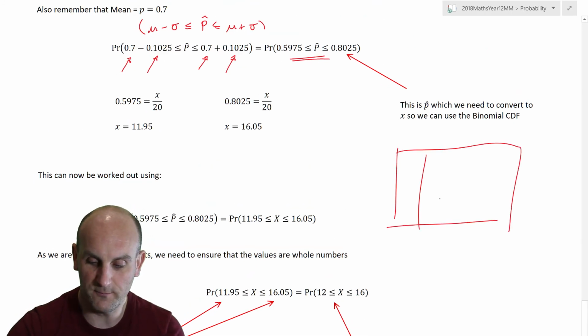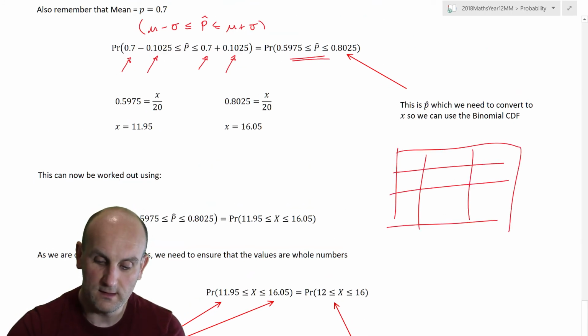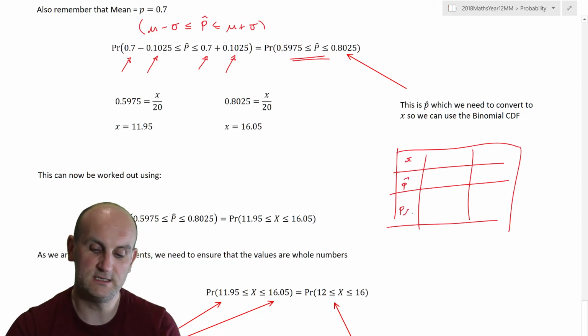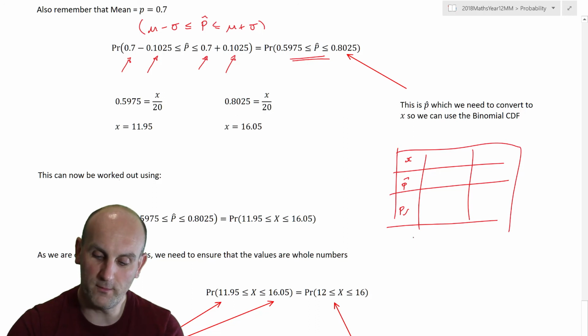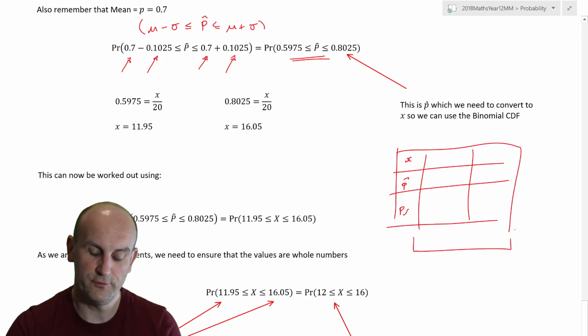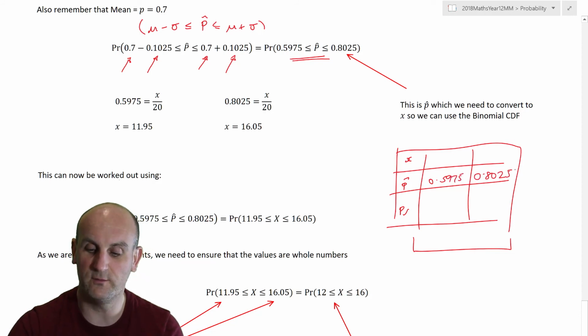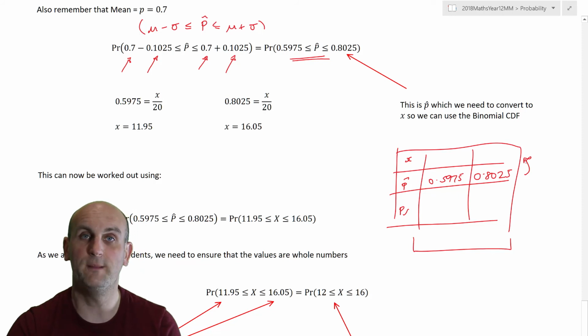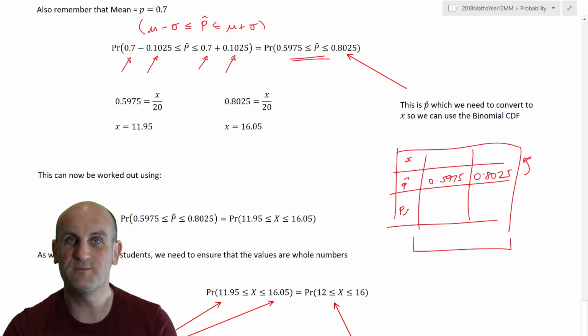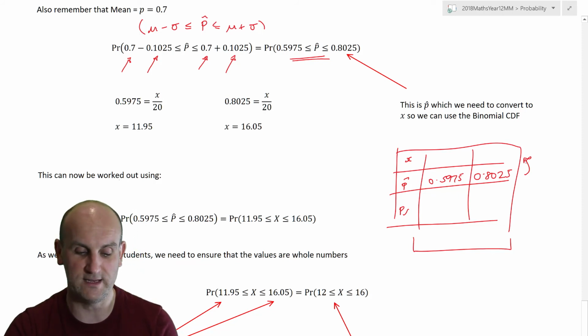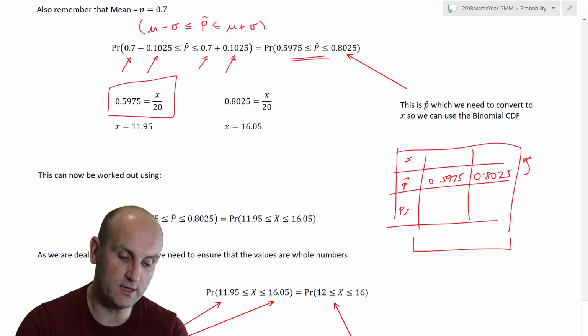Now, let's just go back and remember what that has now given me. Here is my table. Here is my x. Here is my p hat. And here is my probability. Now, we are looking for the probabilities between the two values of 0.5975 and 0.8025. So we've got this middle column. How do I go back up to the top column? Well, I multiply it by my sample size, which was 20. So there we go. There is my equation.